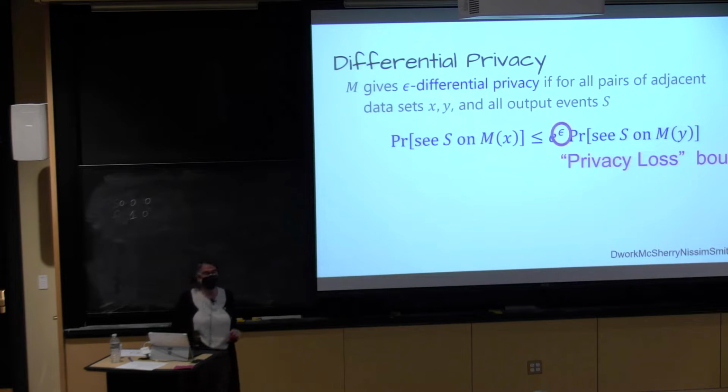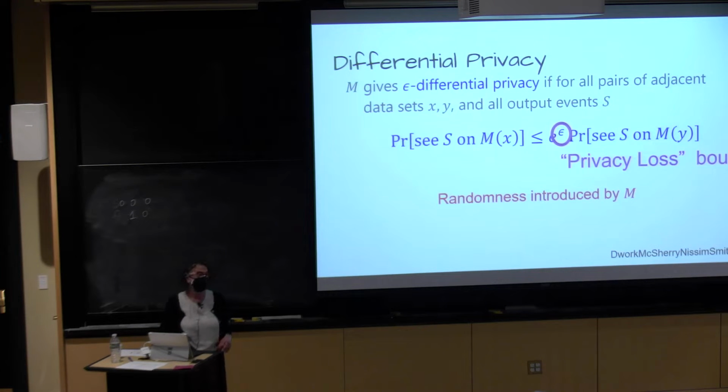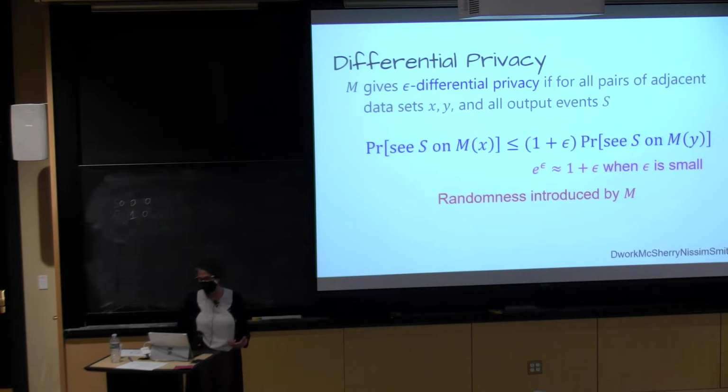Okay. And we call epsilon a bound on the privacy loss. And again, when we have probabilities, the randomness is over the randomness of the algorithm. And when epsilon is small, e to the epsilon is about 1 plus epsilon, so you can see how these things are very similar to each other.